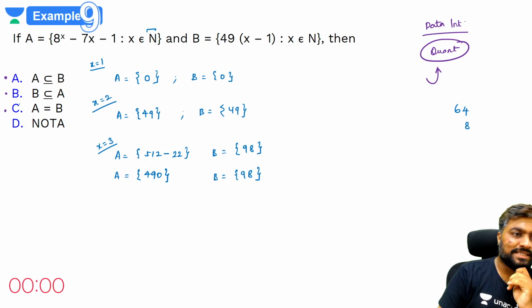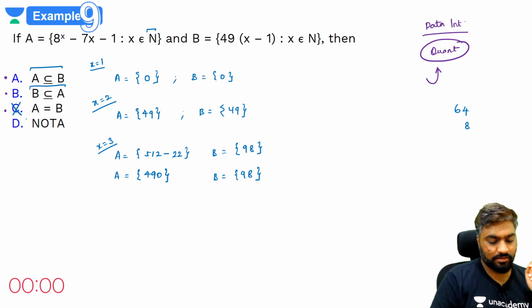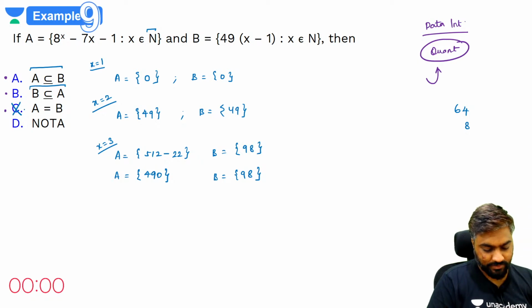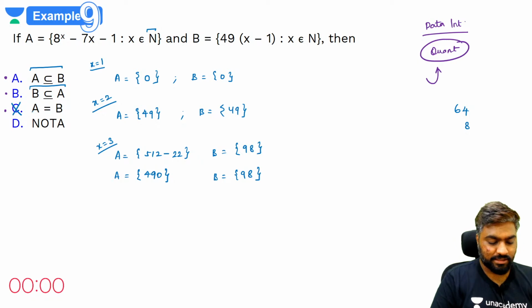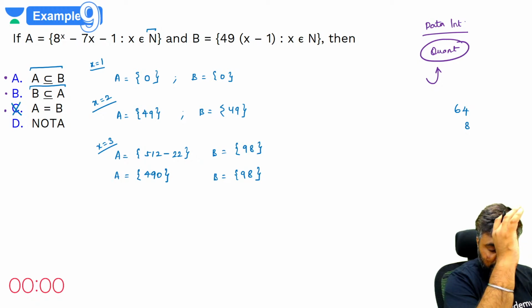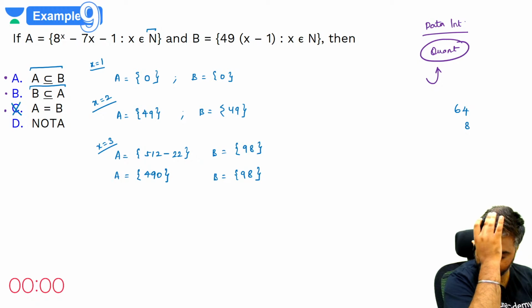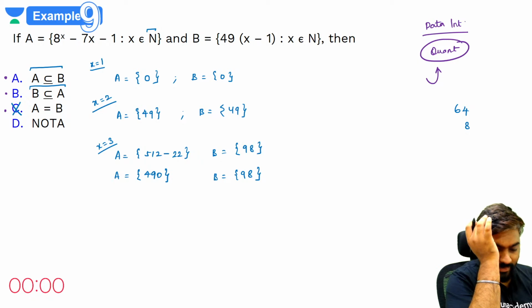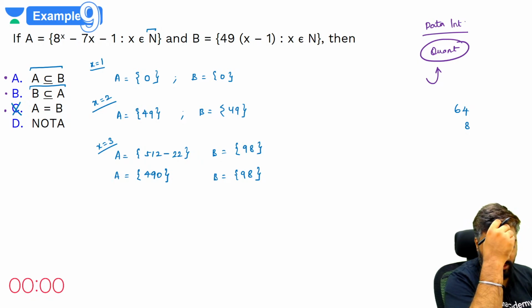Okay, so option C is out. Yes, option C is out. Now we need to check if A is a subset of B or if B is a subset of A, right? Now the fastest way to do this, guys, look, fastest way to do this will be using binomial expansion. Yes, this will be faster if you do it with binomial expansion.